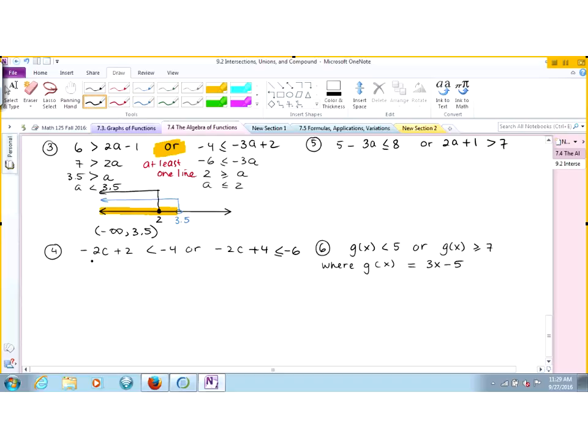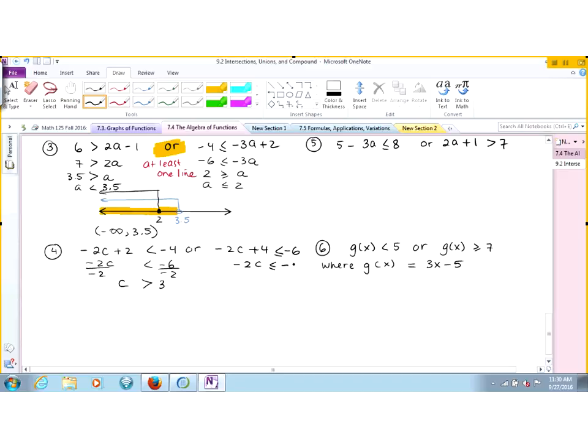Good. Now the next one. So this is -2c is less than. What happens to this 2? We bring it to the other side, becomes -2. So -4 minus 2? -6. Alright. Now divide both sides by -2, so we have to switch the sign, so c is greater than 3. Alright. How about the other one?